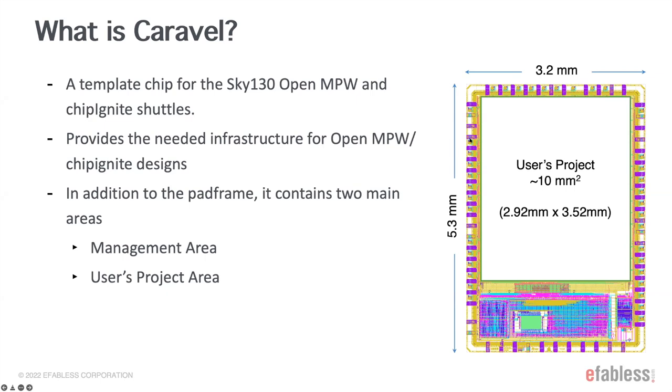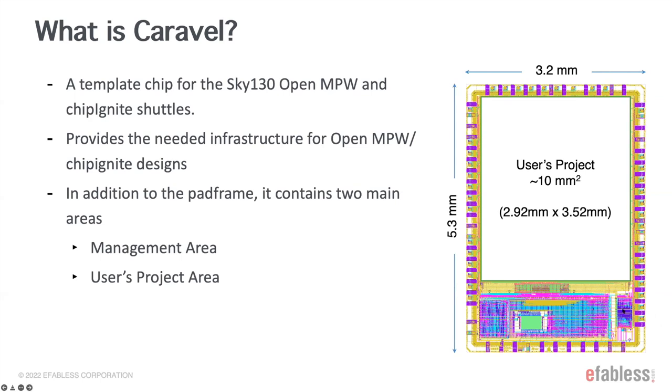Also, other than the pad frame, we have two parts. One of them is the blank part, which I'm labeling here as the user project. This is around 10 square millimeters, which is available for your design. It's approximately 2.9 by 3.5 millimeters square. It's empty and blank here because this is the area where your design will be placed, or implemented.